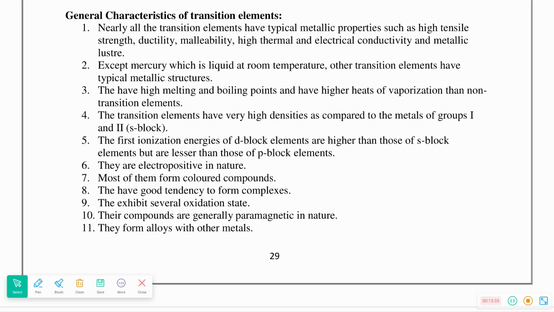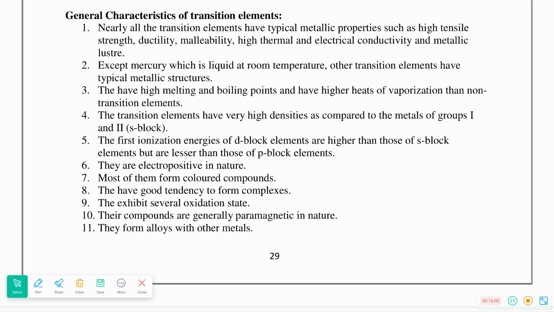Why do D block elements have more ionization enthalpy compared to S block? S block has two groups, group 1 and group 2. Group 1 has 1 s electron, group 2 has 2 s electrons. D block also has 2 s electrons. But when we compare ionization enthalpy, D block elements have higher ionization enthalpy. Why? Because S block is on the left side compared to D block in the periodic table.